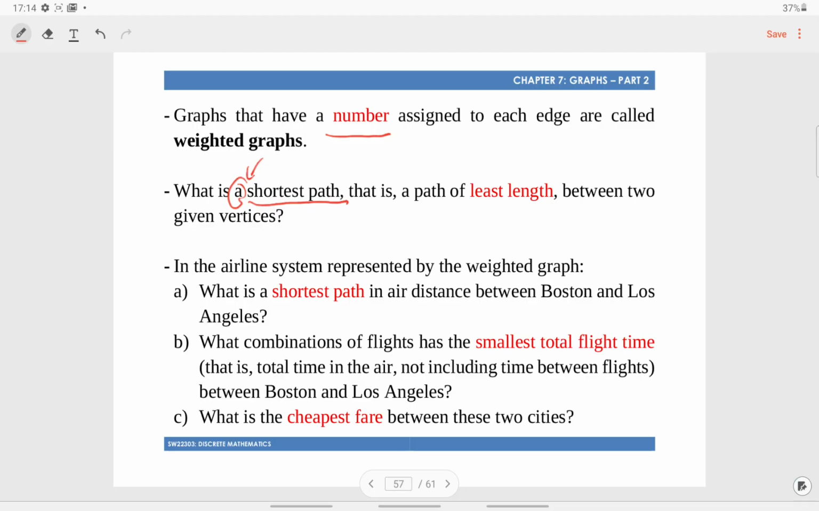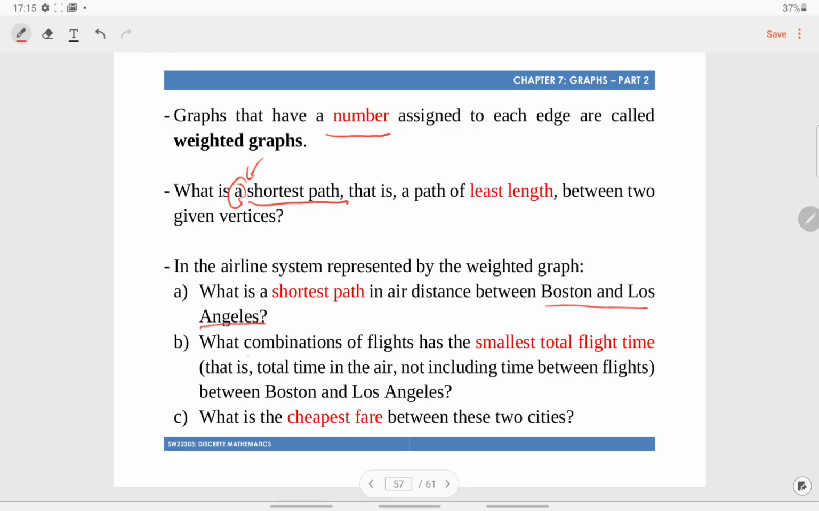In a system represented by a weighted graph, several questions can arise. First, what is the shortest path in distance between Boston and Los Angeles? It means the least number of kilometers from Boston to Los Angeles. Is there a path with the smallest number of kilometers? That is the question.